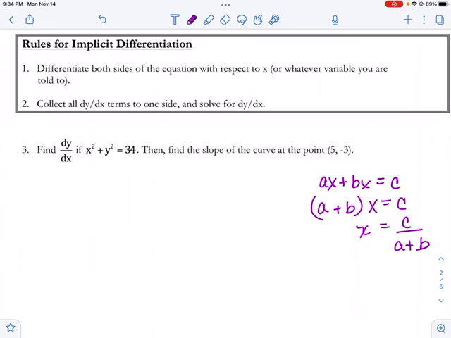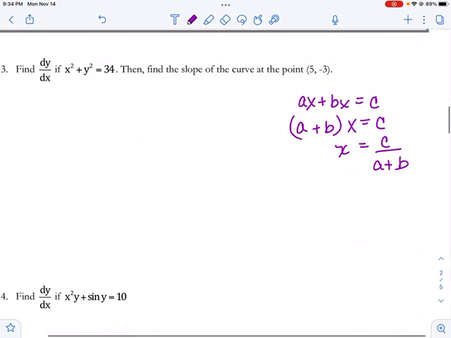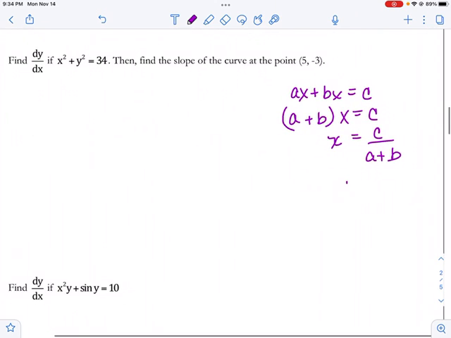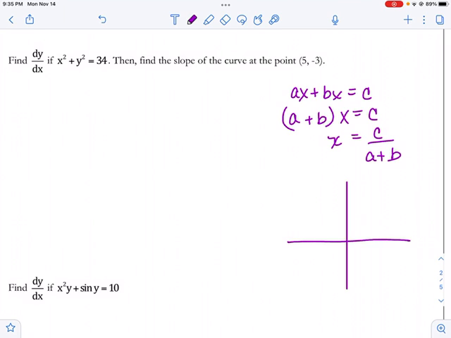Then you want to find the slope after you get dy/dx, at the particular point 5, negative 3. Just very quickly, if we're looking at a circle, since it is centered at the origin, we can do this pretty easily. You know the radius has to be 1, 2, 3, 4, 5, 6. So a little shy of that. It does not have to be perfect by any means, but let me go up and go down.